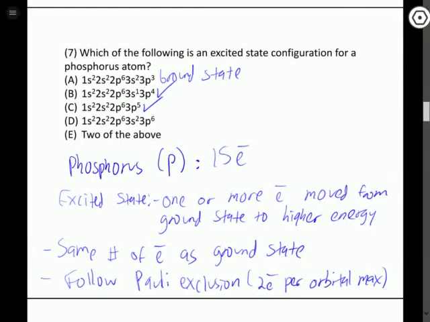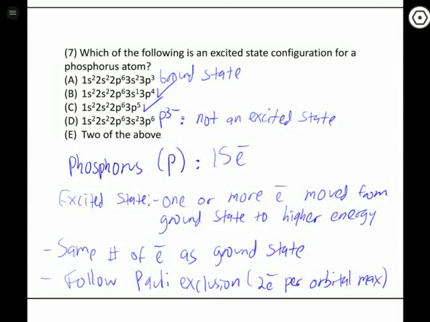Now let's look at choice D. Choice D has 18 electrons. We've taken the ground state and added 3 more into the 3p subshell. So this is the configuration for P3 minus, which is an ion, not an excited state. Remember, an excited state does not have extra electrons or is not deficient in electrons. We're just moving them around. So choice D is a ground state also, but it's the ground state for the P3 minus ion.